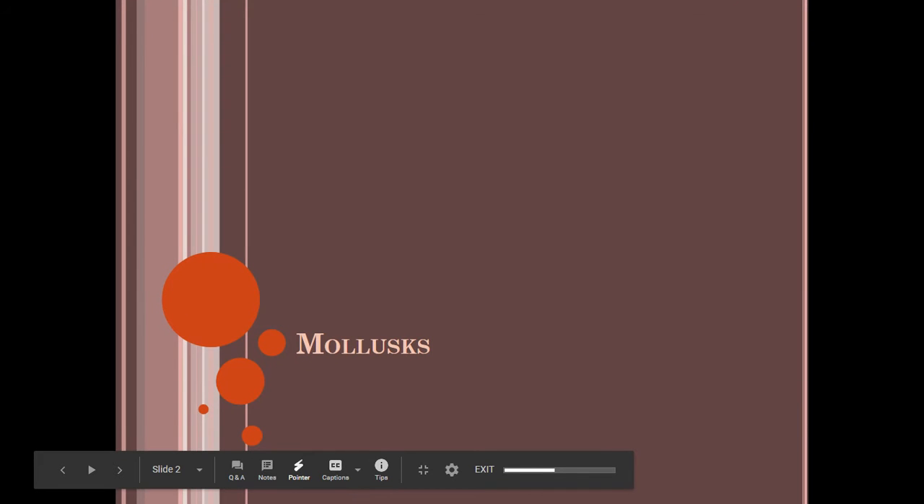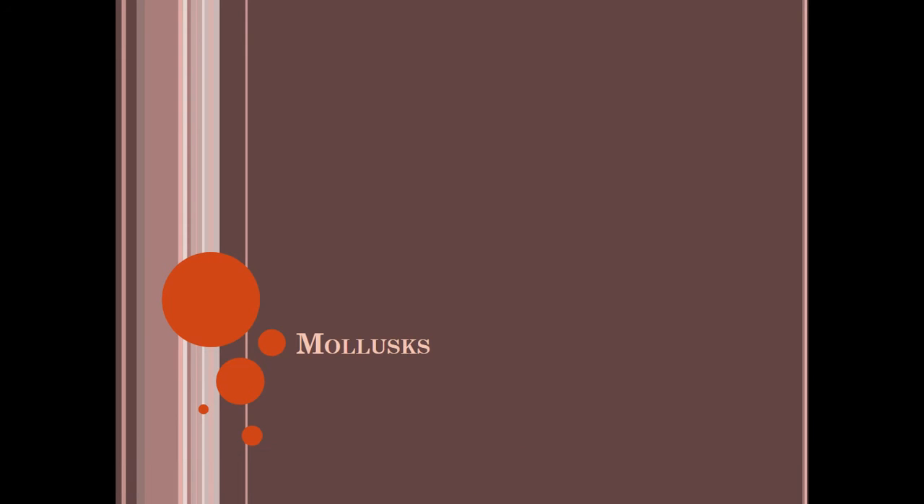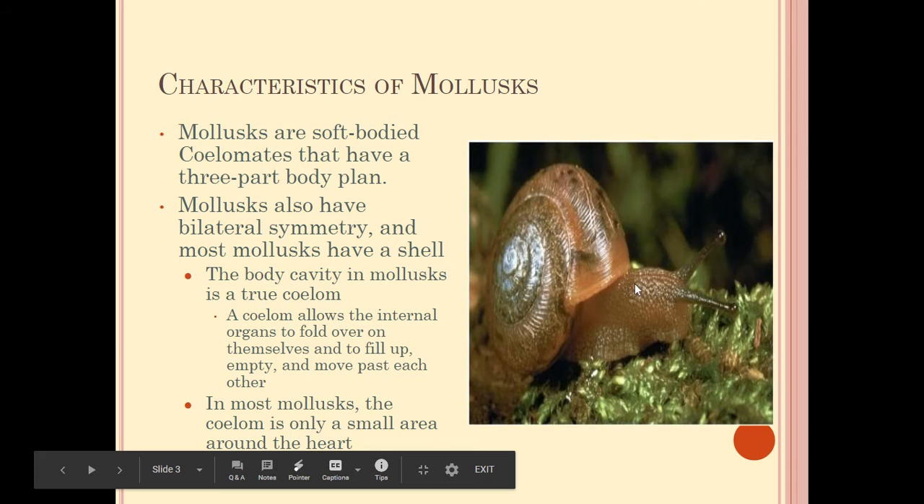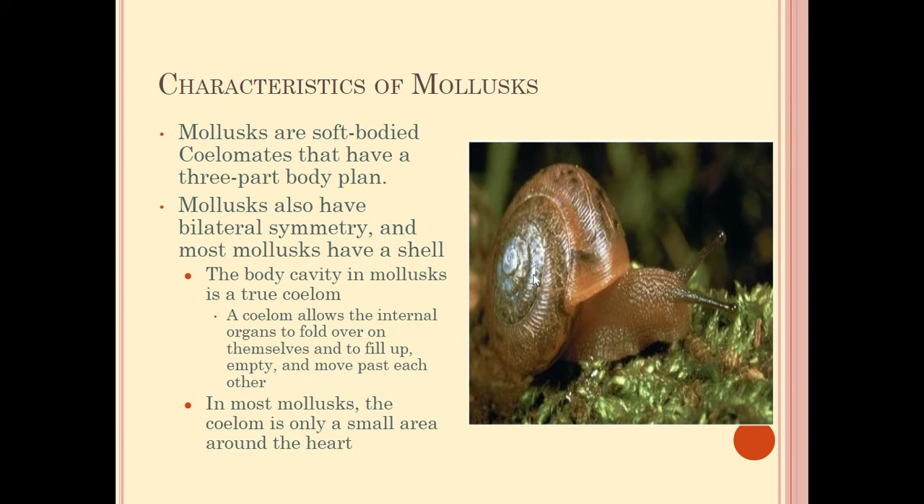Okay, so today we're going to start talking about mollusks. Mollusks are part of the kingdom Animalia, and they are a phylum within that kingdom under the classification of invertebrate. So what characterizes a mollusk? As we can see here, a mollusk has a soft little body. They usually will have a protective shell to help protect them.